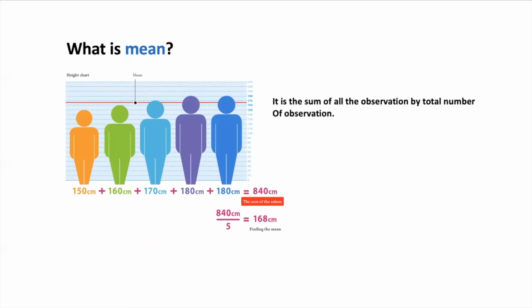Now we will move to the third part, which is mean and mean deviation. What do we mean by mean? It is the sum of all the observations by the total number of observations. So to understand clearly, we will look into the example. In this figure, we have 5 people with different heights: 150, 160, 170, 180 and 180. So to calculate the mean, first we have to sum all these values, which will come to 840 centimeters. And then we will divide it by 5 people, as there are 1, 2, 3, 4, 5. So 840 by 5 will give us 168 centimeters, which will be our mean for the height.